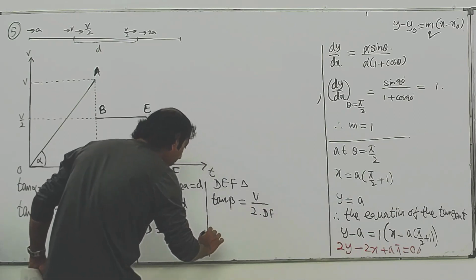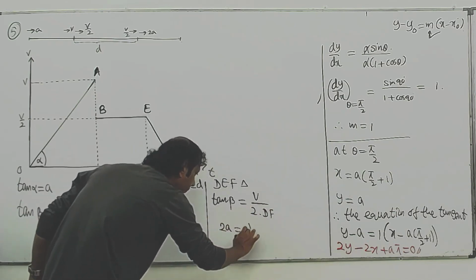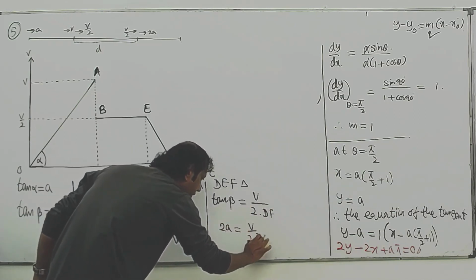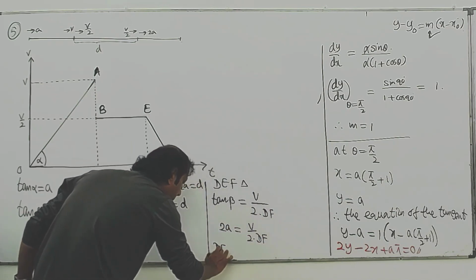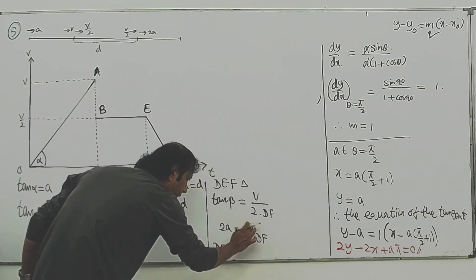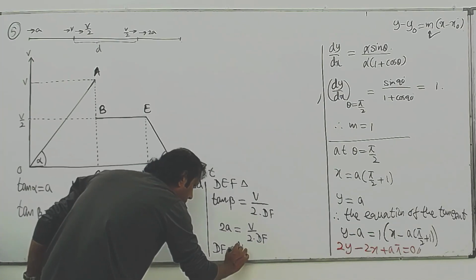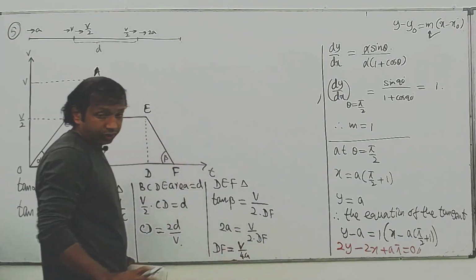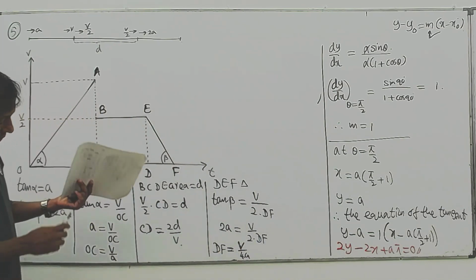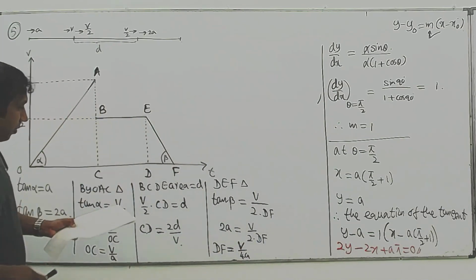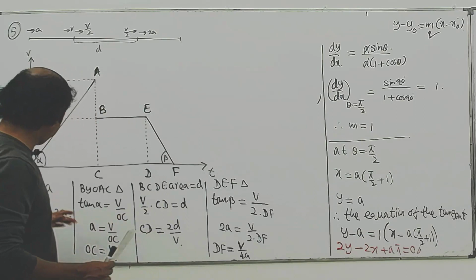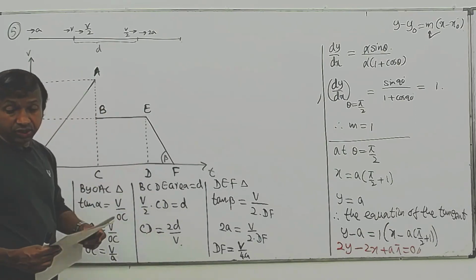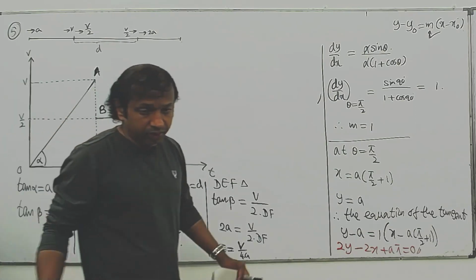This tan beta is equal to V by 2 times DF. Then DF you can write how? Bring it here, then this one here, V by 4A. Right, V by 4A. Now, asking what, people, the total time, no? Total time is what? OC plus CD plus DF. Add them up, right?